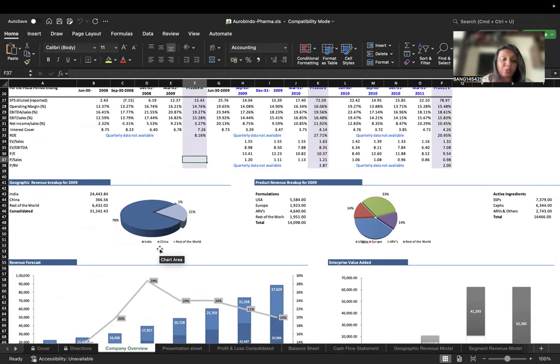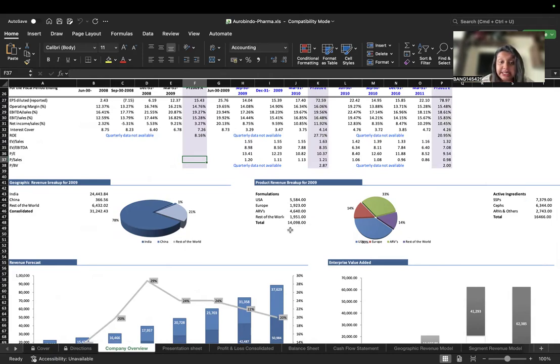Now, even more revealing, let's go to the product revenue breakup for 2009. This business is split between formulations, which are mostly finished drugs, at rupees 14,098 million, and active pharmaceutical ingredients at rupees 16,466 million. You can see the active ingredients here at 16,466, and the total here is $14,988 million.